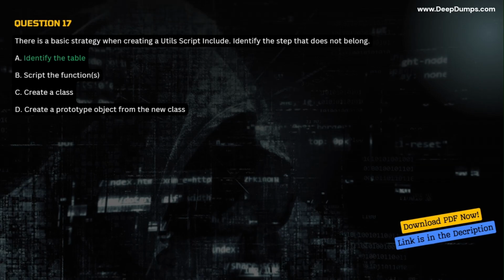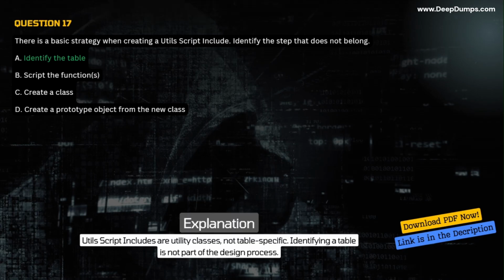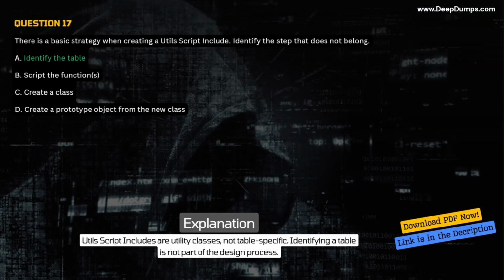Correct answer A. Identify the table. Explanation: Util script includes are utility classes, not table specific. Identifying a table is not part of the design process.